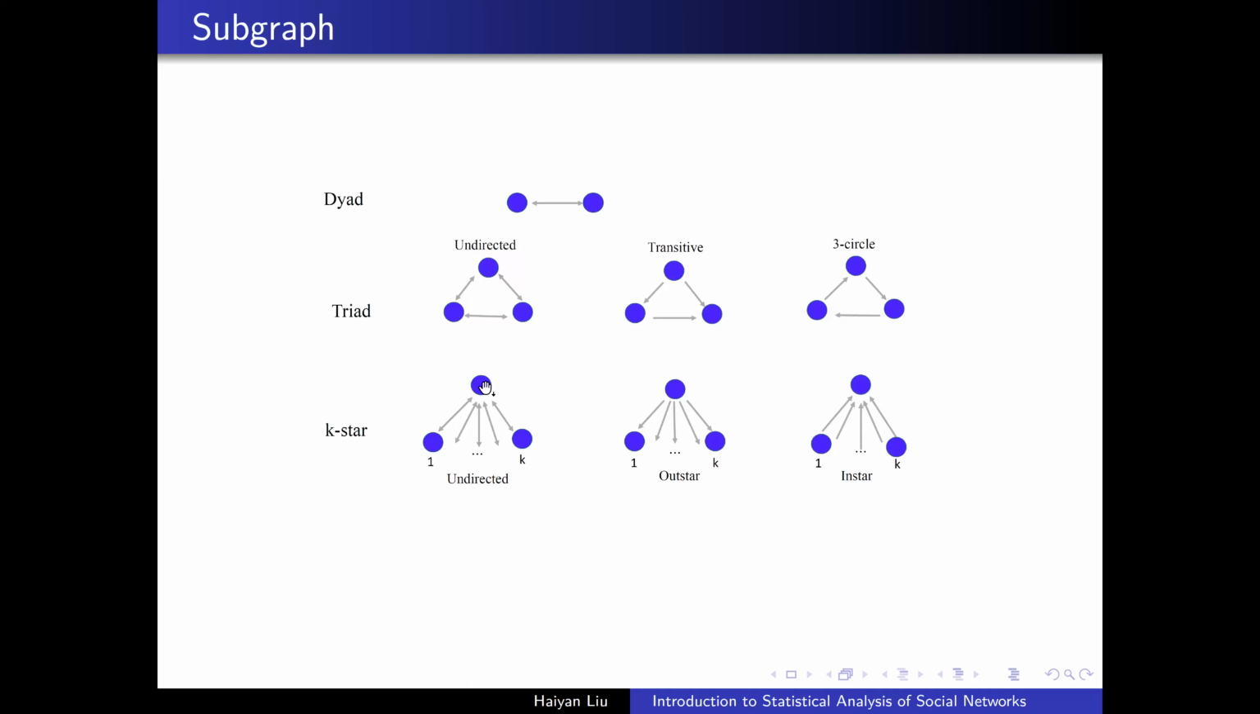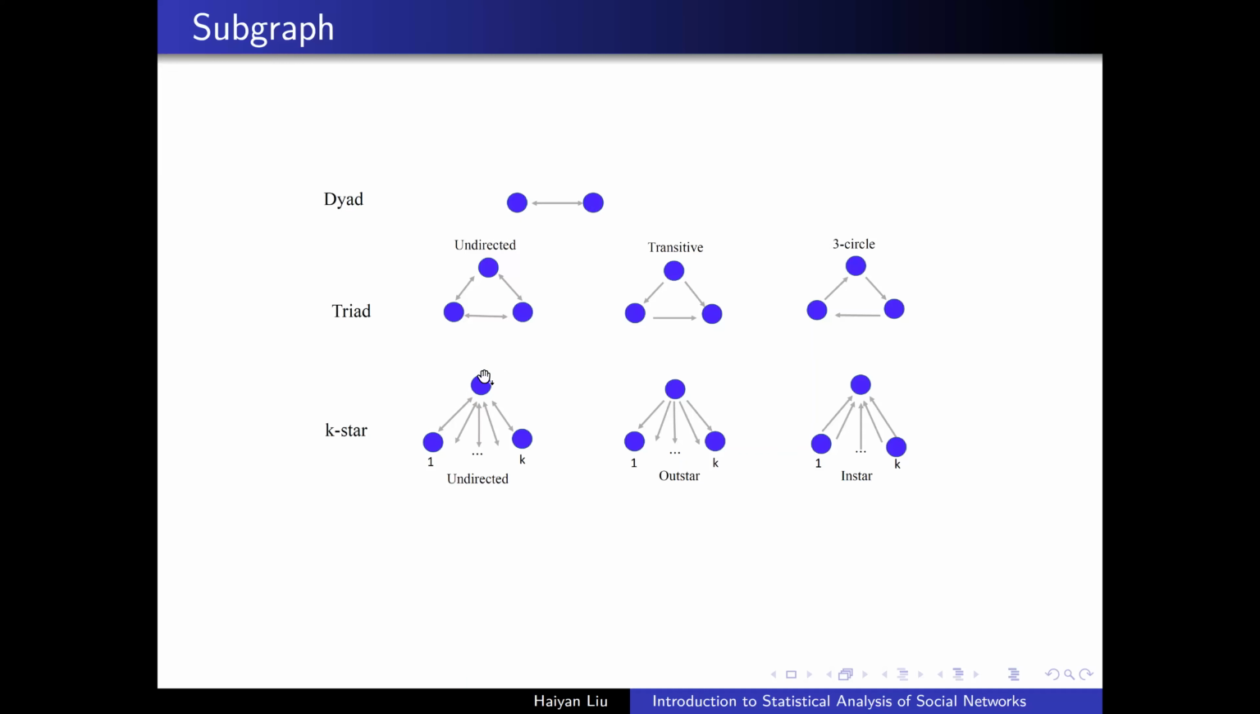So therefore, we're going to have a K-star type of subgraph. Now, the first example is a K-star in an undirected network. So we have a common node, and all the other nodes connect to it.